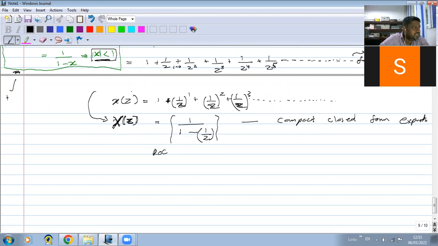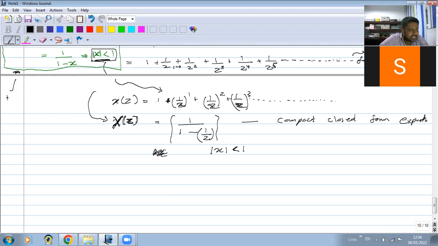Because if this condition is not satisfied, this power series will not exist. Okay, if this condition is not satisfied, this power series will not exist. So you have to use this condition also to calculate the ROC. Okay, so now you can see that the absolute value of x should be less than 1.